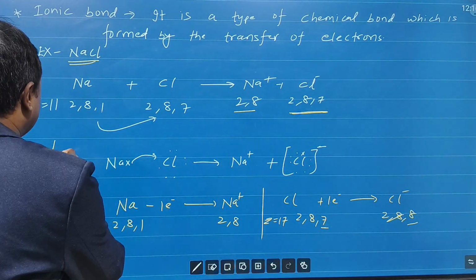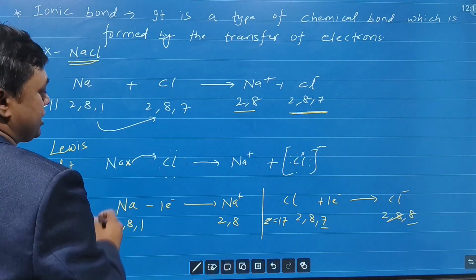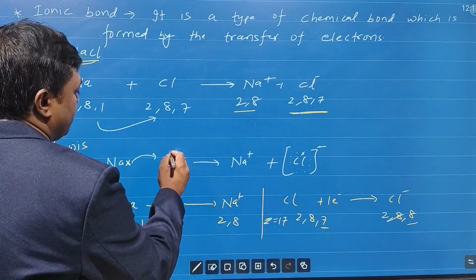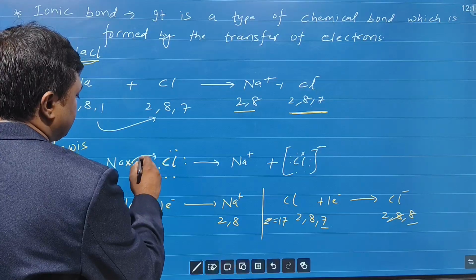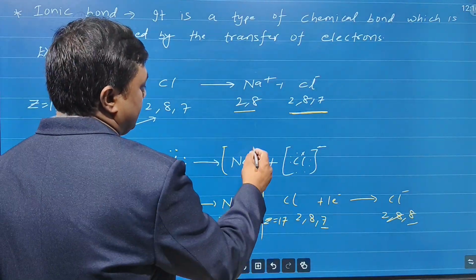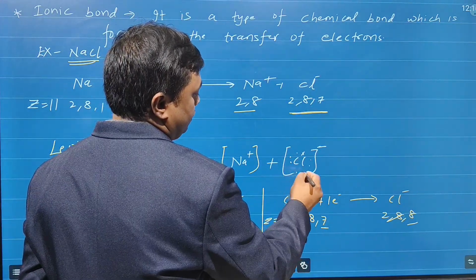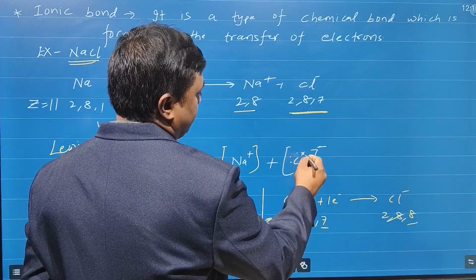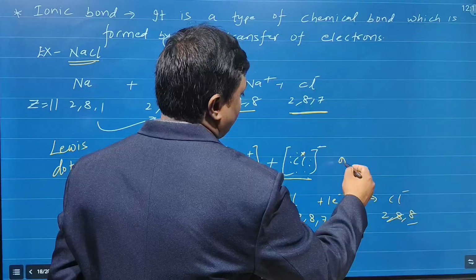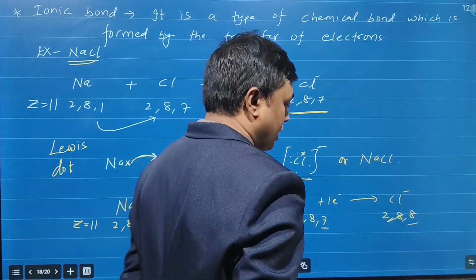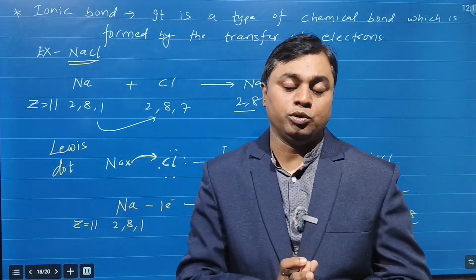This is the dot structure given by Lewis, also called the Lewis dot structure. Sodium has one valence electron, and chlorine has 1, 2, 3, 4, 5, 6, 7 valence electrons. Sodium transfers one electron, so sodium forms Na+ and chlorine forms Cl- ion with 8 electrons. As you know, unlike charges attract each other. So Na+ and Cl- will form NaCl. In this way, ionic compounds have high melting and boiling points. That you have to remember.